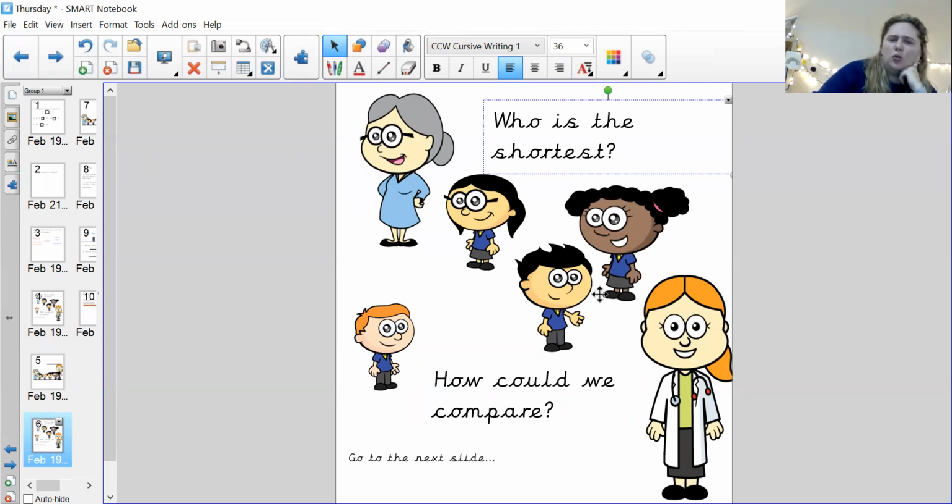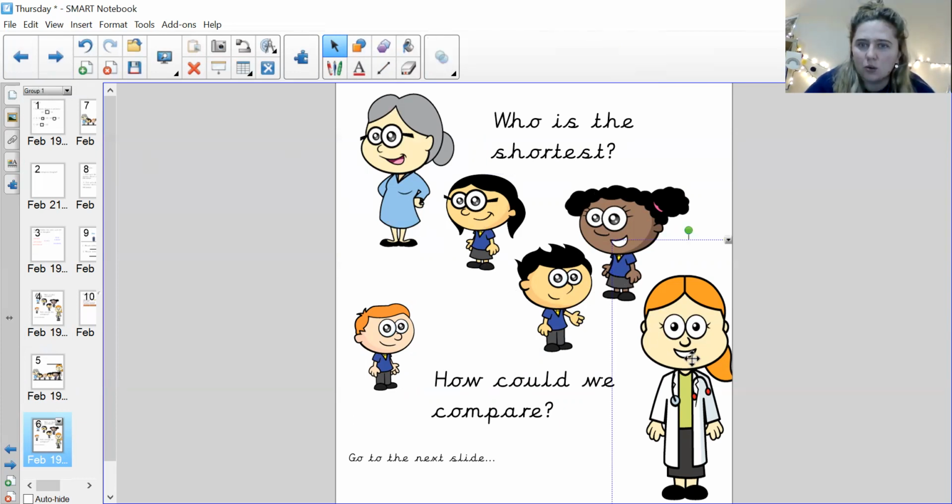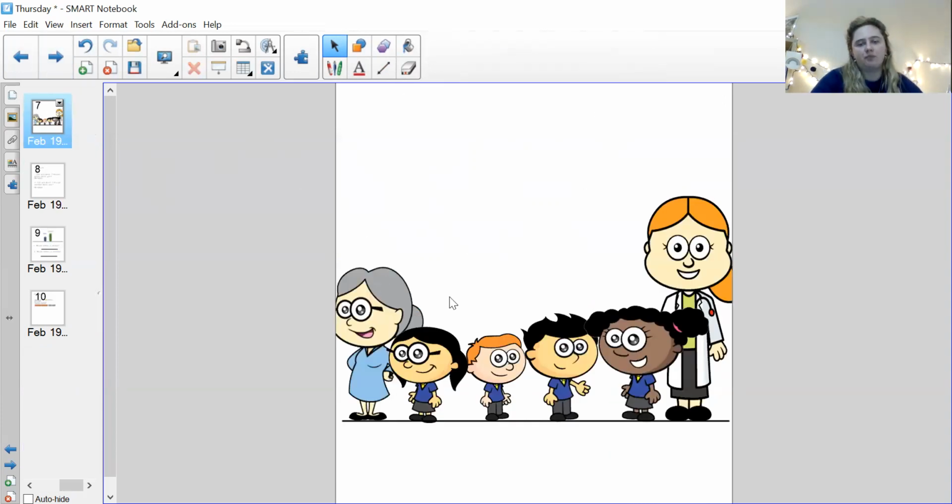Okay, let's have a look. Who is the shortest? Now, again, it's very difficult to compare, isn't it, when they're all jumbled about like this. If we compared them like this, this lady would be the shortest. But we know that's not right because we know she's the tallest. Now, what do we need to do? Can you tell me? Oh, yes, yes. We need to line them up and make sure they all start at the same place. So here we go. They are lined up.